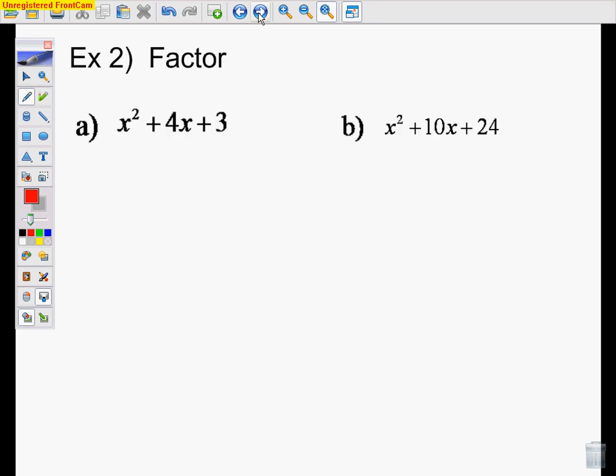Cool, let's move on. Let's factor these. Part A. A equals 1, b equals 4, c equals 3. So once again, we want to find two numbers that multiply to give c and at the same time add to give b.